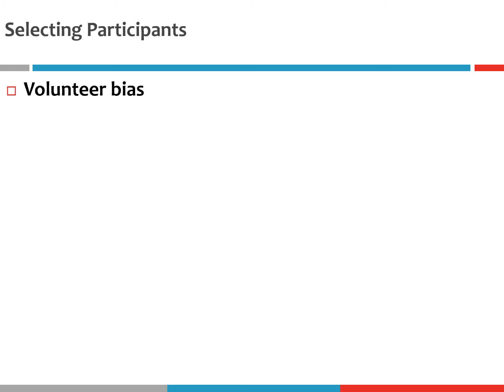Now, selecting participants. So we counterbalanced the order. We were concerned with all these threats to internal validity, like maturation, mortality. We're all worried about that. We took care of all that. Now we have to have participants. So do we want people to volunteer?